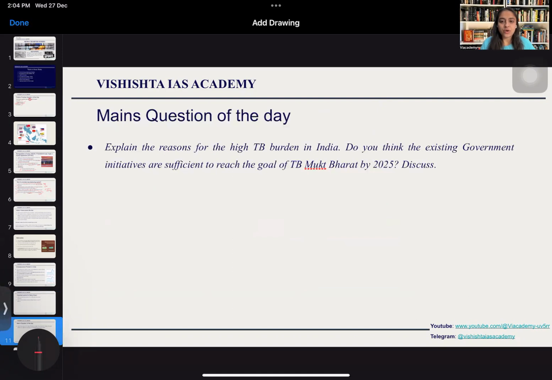Now, the main question for the day, we will discuss it. Explain the reasons for high TB burden in India. Do you think the existing government initiatives are sufficient to reach the goal of TB Mukt Bharat by 2025? So you need to list down. You write an introduction as we discussed in the tuberculosis section. Write the introduction, and then you need to write the reasons. So you write the reasons for high TB burden, both intrinsic and extrinsic, the vaccine reasons, whatever we included.